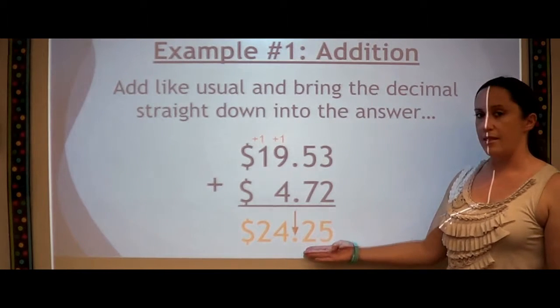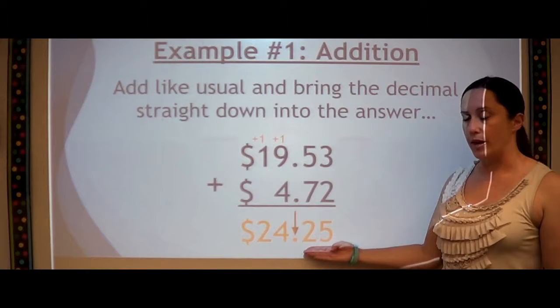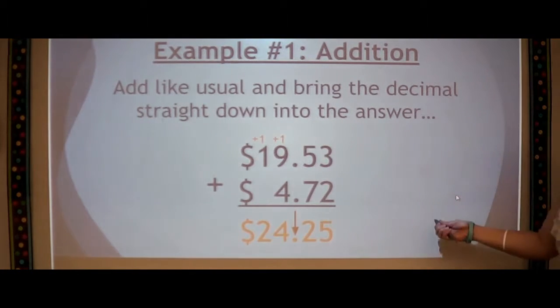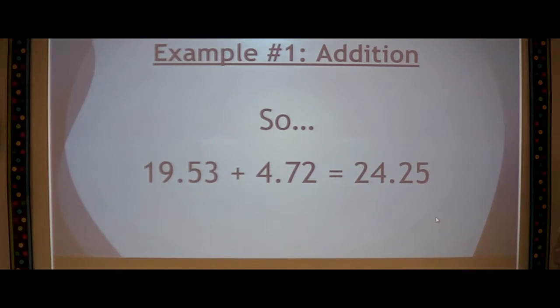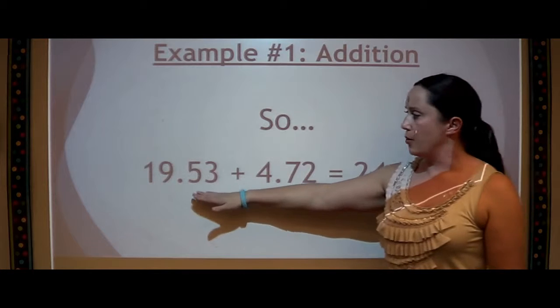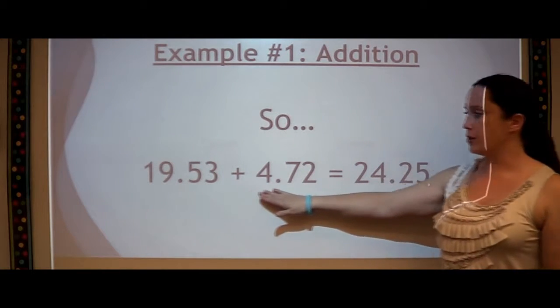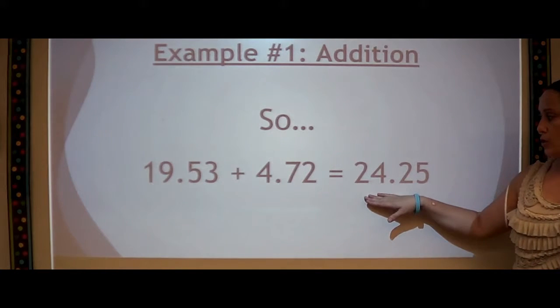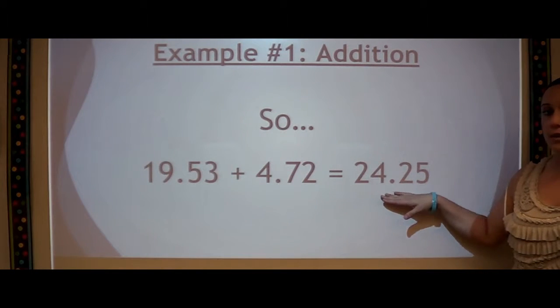So when we're dealing with decimals, whether it's in money or something else, we have that 24 wholes, a decimal, and then our parts of a whole. Right now we have 25 cents or 25 hundredths. So taking out that money symbol, or that dollar sign, we have 19 and 53 hundredths plus 4 and 72 hundredths equals 24 and 25 hundredths.